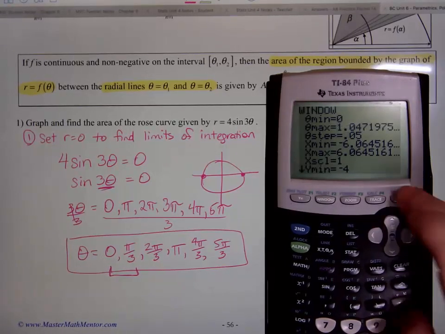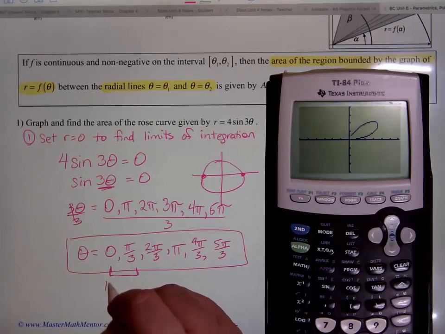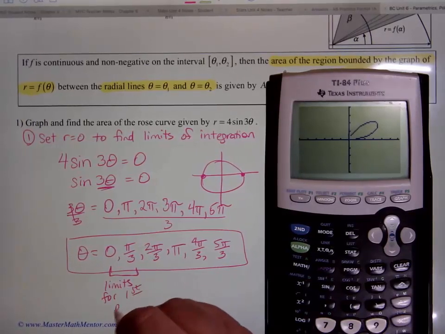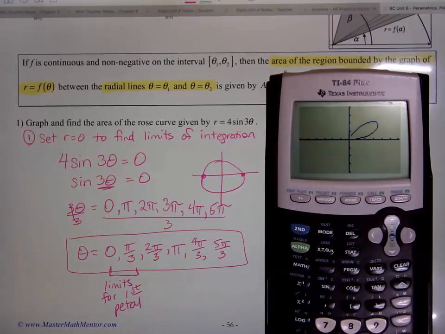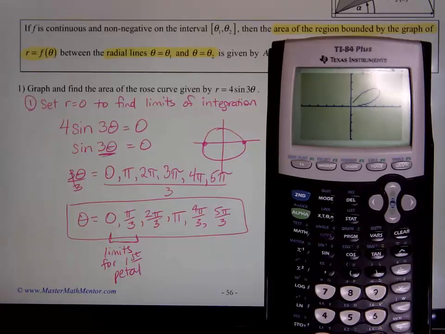Push your graph. Okay. Pretty much it's getting back there, but it's not exact. It's close. And because we know that's where it equals 0, that is the correct answer. It did go all the way around. Okay? So, these right here are the limits for the first petal. And that's all I need, because I'm just going to find the area of one petal and multiply it by 3.